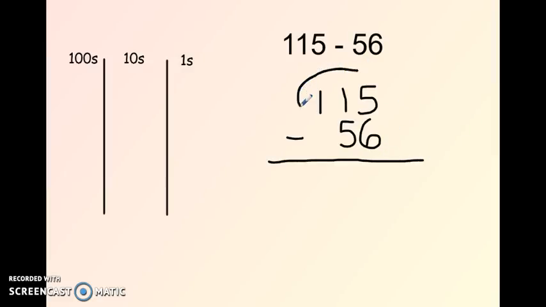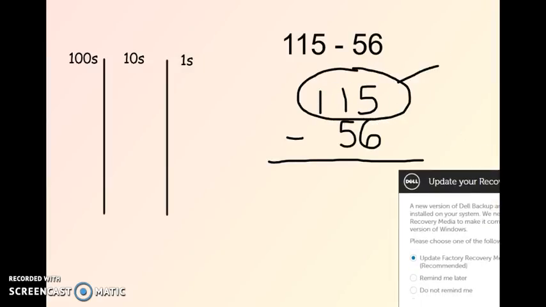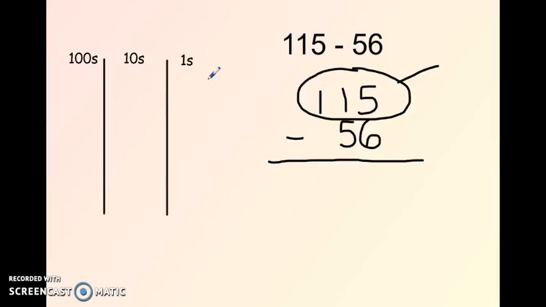Now, because I'm subtracting, I start by looking at the top number. I'm going to draw 115. So 115 has 100, 1 ten, and 5 ones. Now I begin by subtracting in the ones column. So I need to do 5 minus 6. I cannot take 6 away from the 5. So again, I go over to my tens, I take a 10 and I bring it over into my ones. 1 ten is 10 ones. So it's 1, 2, 3, 4, 5, 6, 7, 8, 9, 10.